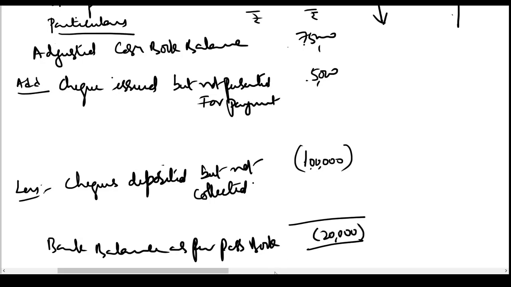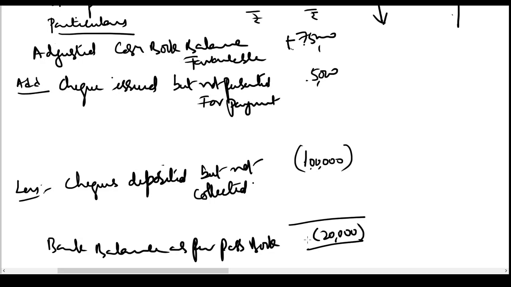Now what is this minus 20,000? We started with the adjusted cash book balance. This was a favorable balance. We started with a favorable bank balance. Favorable balance was plus, but the answer has come into minus.